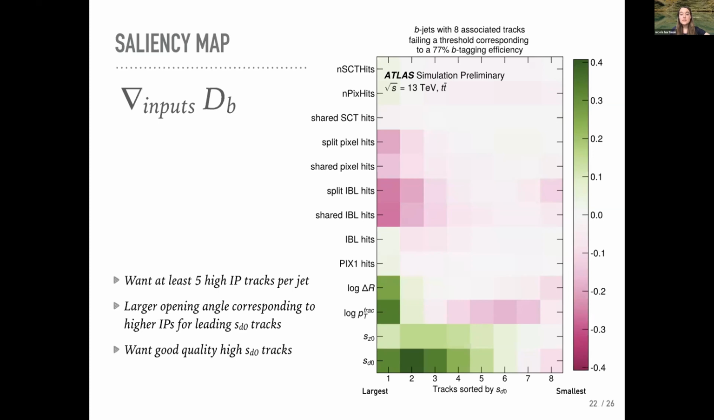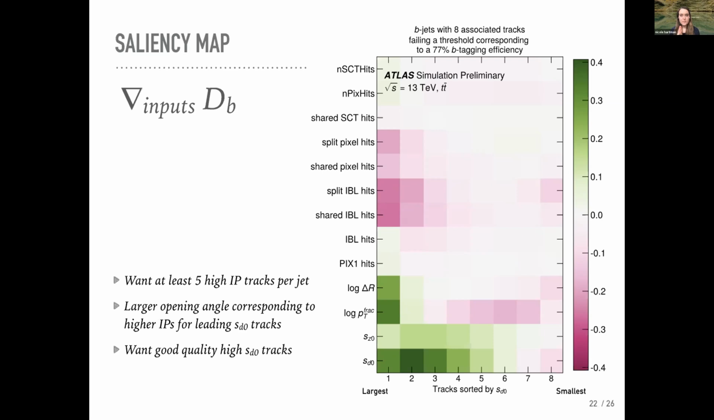So the first thing that I'd like to guide your eyes to are the significance distributions in the lower 2 rows of the figure. And you can see that these gradients are positive and strong for up to the first 5 tracks in the jet. So this means that to make the jet more bee-like, you only want to increase the impact parameters for the first 5 tracks. Additionally, you can see that log delta R also has a positive gradient.